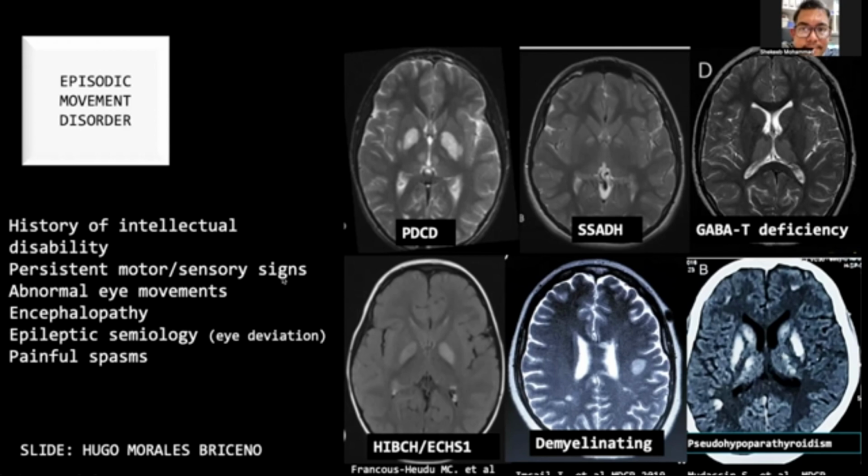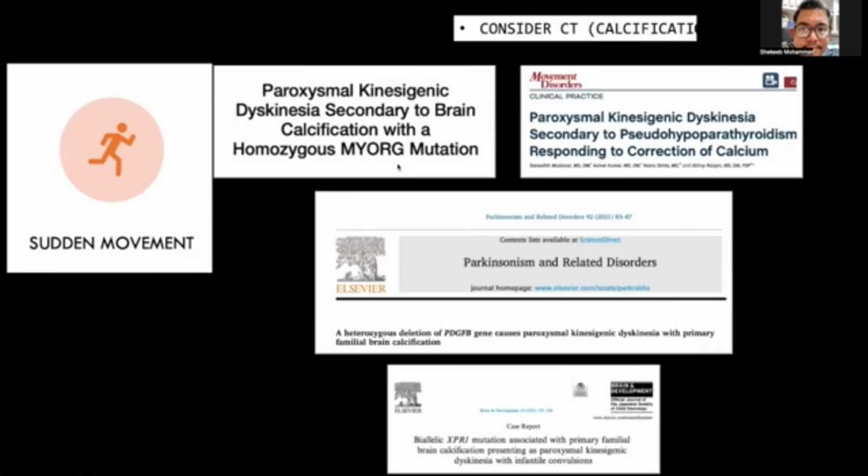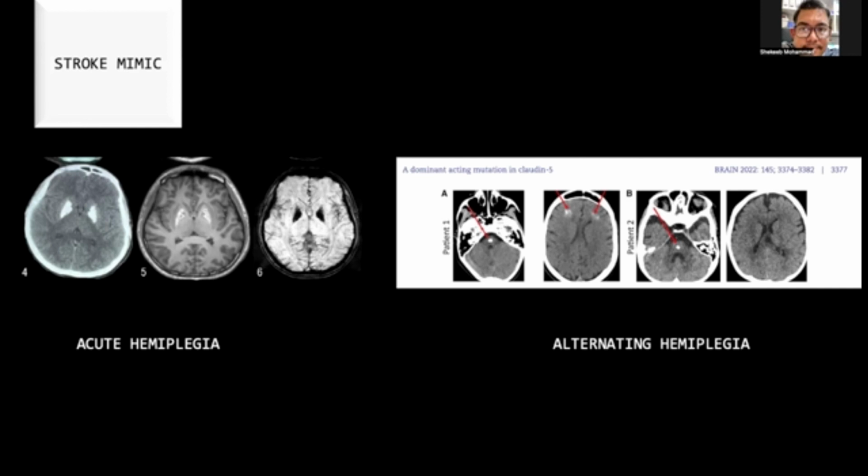Basal ganglia calcification is important as there is a variety of monogenic associations that have been recently described with paroxysmal dyskinesia with basal ganglia calcification. And this is something to consider in your undiagnosed cases with episodic movement disorders. While on the subject of calcification, I'll just mention a couple of other interesting new additions. One on the left side is from a case who presented with acute hemiplegia but had bilateral basal ganglia calcification.